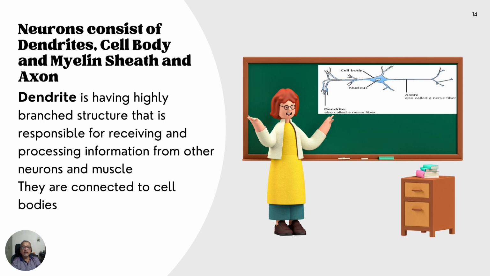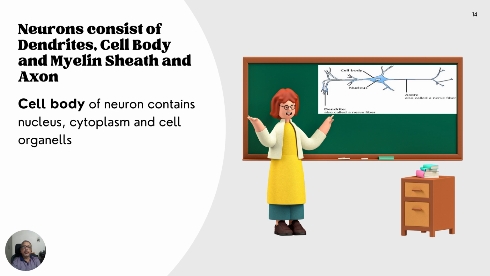Now let us look at the structure of the nerve tissue, that is, the anatomy of the nerve or the neuron. A neuron consists of dendrites, cell body, myelin sheath and axon. Dendrites are highly branched structures, as you can see here in this picture, and they are responsible for receiving and processing information from other neurons or muscles. They are connected to the cell body. The cell body of a neuron consists of the nucleus, cytoplasm and cell organelles like any other human cells.